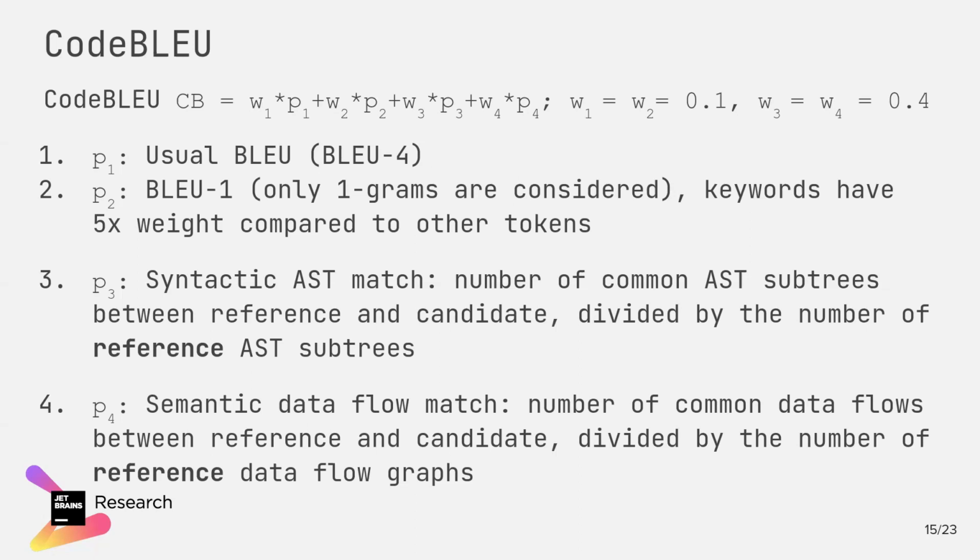P2 is the weighted BLEU1. It is a version of BLEU that only tracks unigrams and considers the keywords, which are the protected words for the programming language. The keywords are considered to be 5 times more important than the other tokens. P3 is a metric that measures syntactic AST match. So to compute P3, one has to compute the number of common AST subtrees between reference and the candidate, and normalize by the number of AST subtrees in the reference.